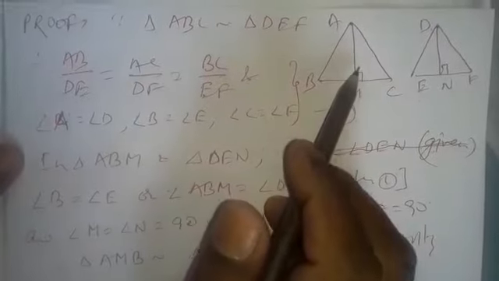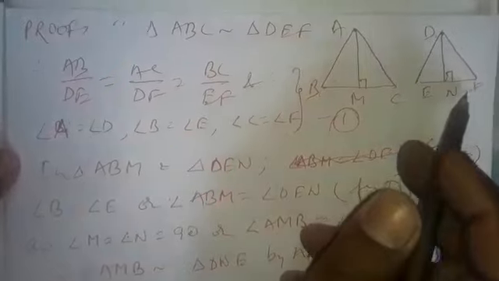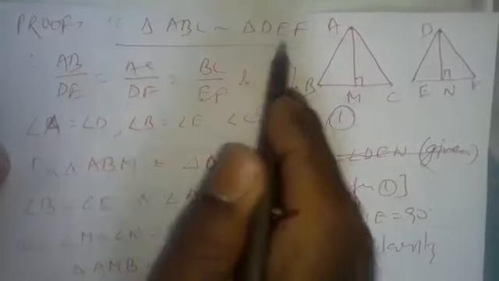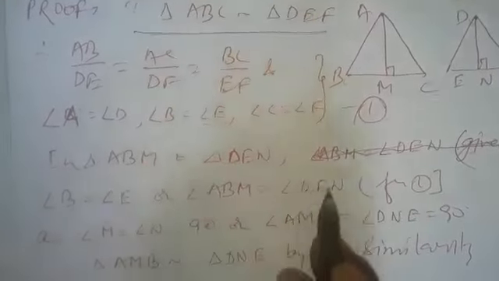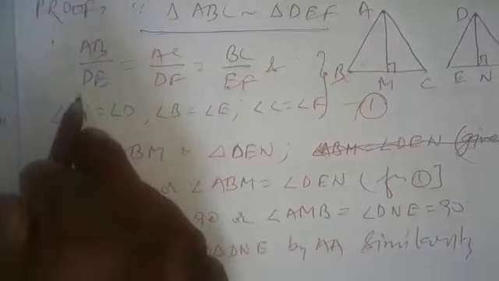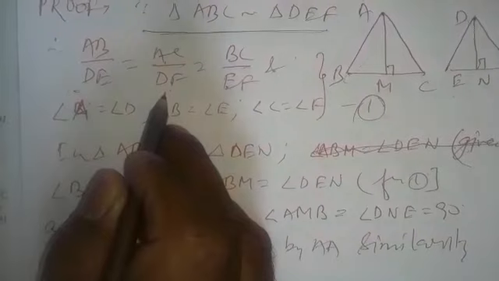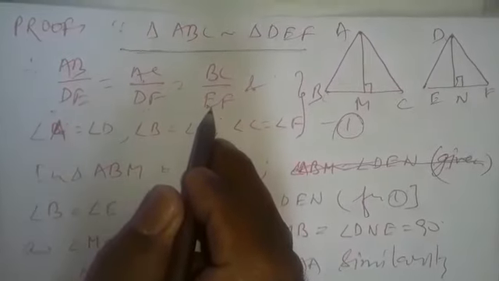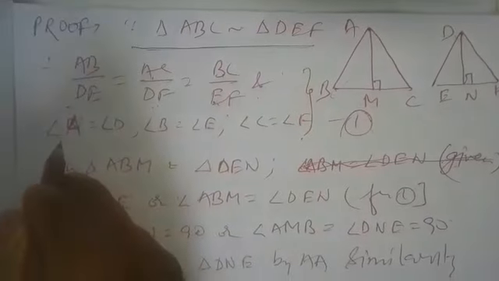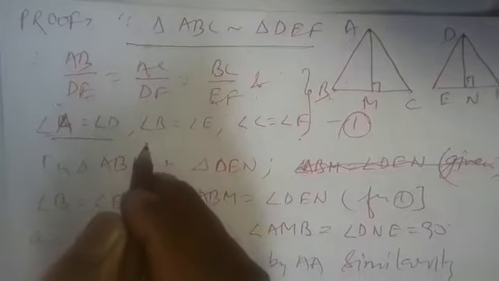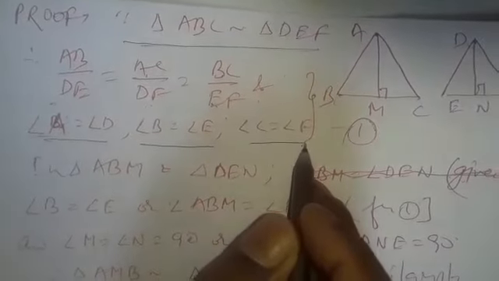Now we are having triangle ABC and triangle DEF similar to each other. Since triangle ABC and triangle DEF are similar, on the basis of corresponding parts of similar triangles, we can obtain the following: the ratio of AB by DE is equal to the ratio of AC by DF, which is equal to the ratio of BC by EF, and the corresponding angles: angle A will be equal to angle D, angle B will be equal to angle E, and angle C will be equal to angle F.